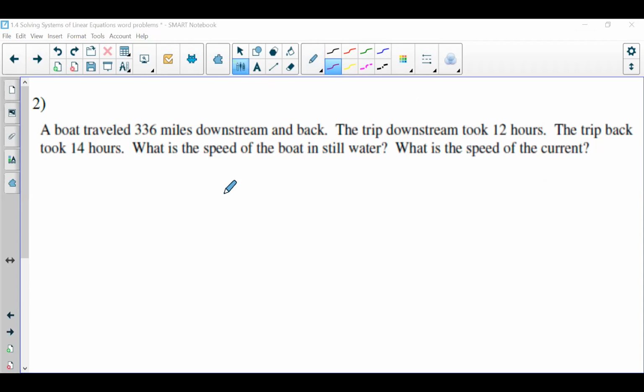Okay. A boat traveled 336 miles downstream and back. The trip downstream took 12 hours. The trip back took 14 hours. What is the speed of the boat in still water, and what's the speed of the current? Can I do it? No, well, I'm going to ask somebody else, Matthew. Does anybody know the equation for speed?